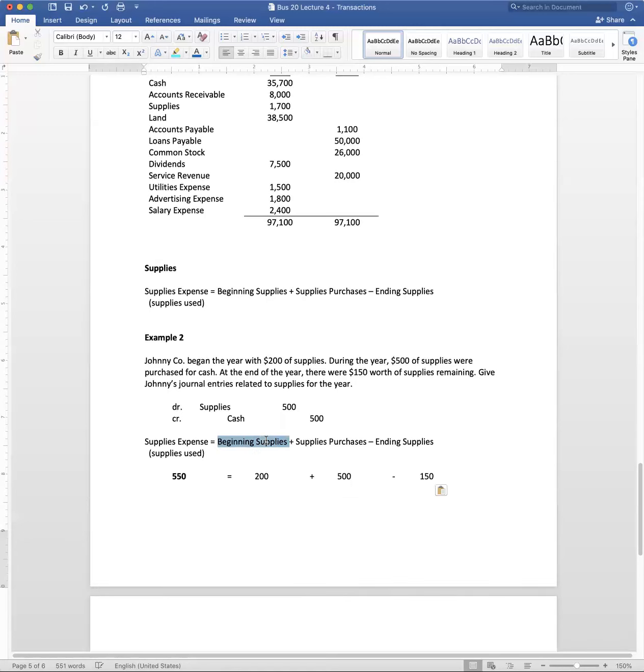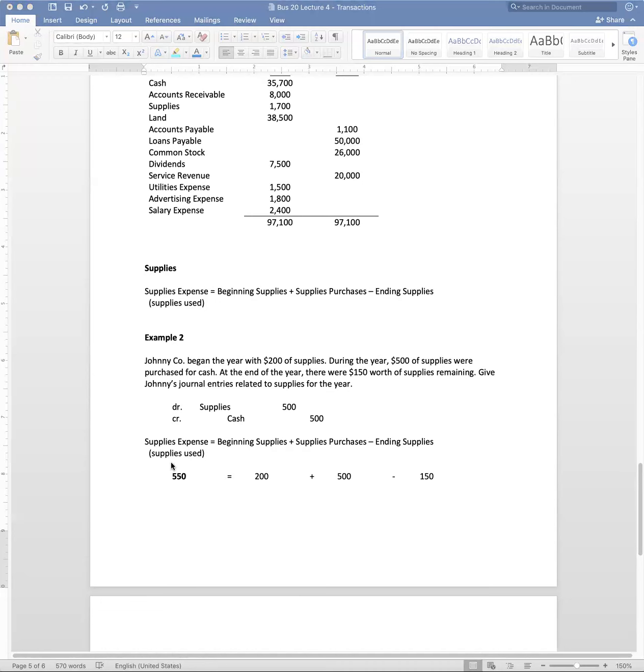Okay, so the beginning supplies in the year were $200. During the year, $500 were purchased. So the purchases here are $500. And at the end of the year, there were $150 worth of supplies remaining. So our ending supplies are going to be $150. All right, so if we combine all this together, we get that our supplies expense is $550. And now we have to record that in a journal entry.